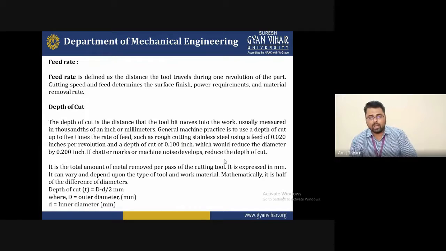Mathematically, it is half of the difference of the diameters. Depth of cut t is equal to (D minus d) divided by 2 in mm, where capital D indicates the outer diameter in mm, and small d indicates the inner diameter in mm.